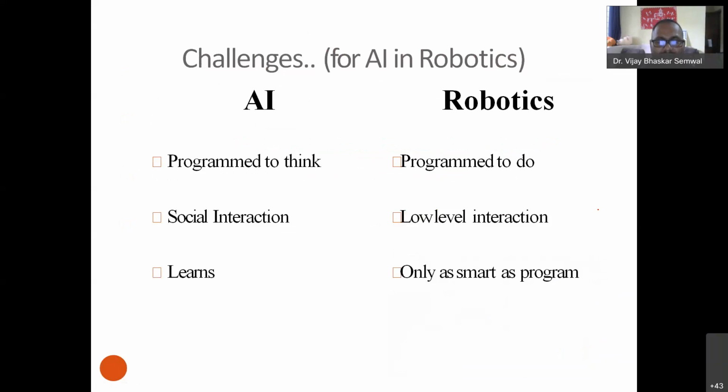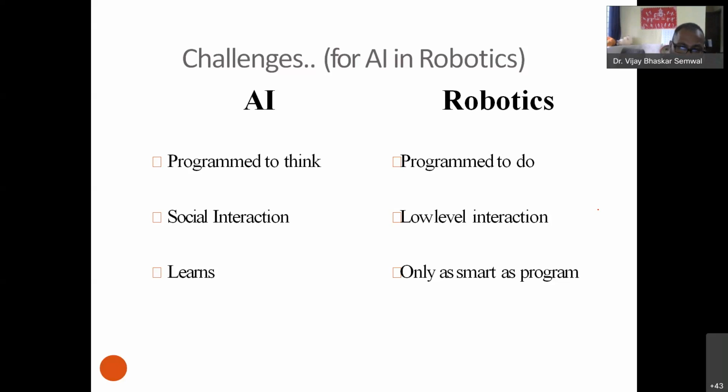Now, a challenge associated with enabling AI in robotics. When you enable AI in robotics, you find difficulties: in AI we program how we think, such things I need to program. In robotics, we write programs for robots only to do. In AI, we also program how to think. This kind of behavior, social interaction, is required. Only a low level of interaction is possible. Learning capability is required. In AI, you always have to learn the behavior of human beings.